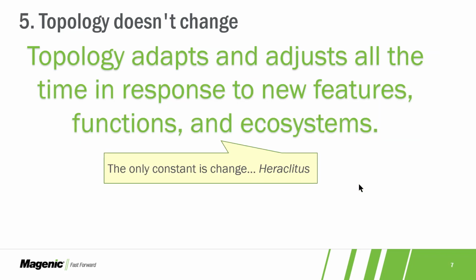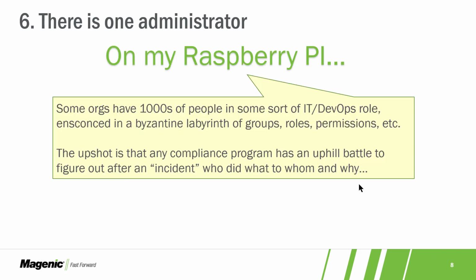Topology doesn't change. I think today we would say that we just know this one isn't how the world is. If anything, businesses and agencies and organizations are moving faster than ever. They're deploying new features and functions, and those change the topology. They're deploying new ecosystems, and those change the topology. They're deploying new technologies, and those change the topology. And so the only constant really is change. And so that's an assumption I don't think anybody makes anymore, but it made the original top 8. So we stop and visit it.